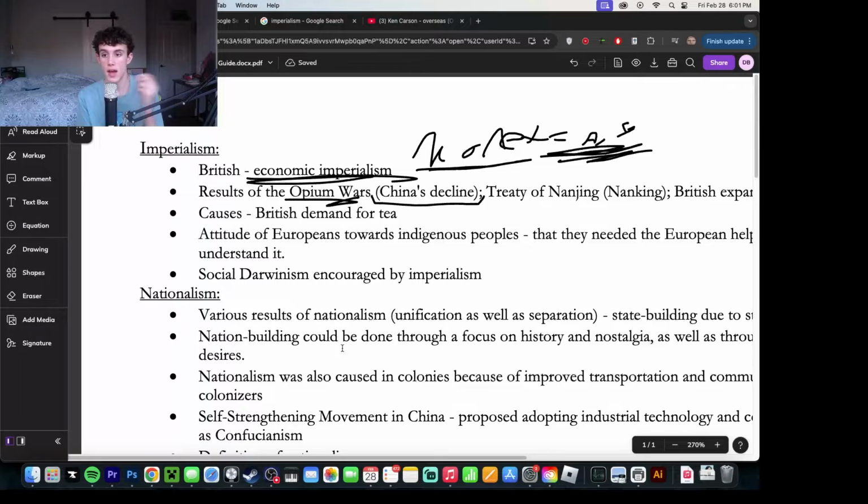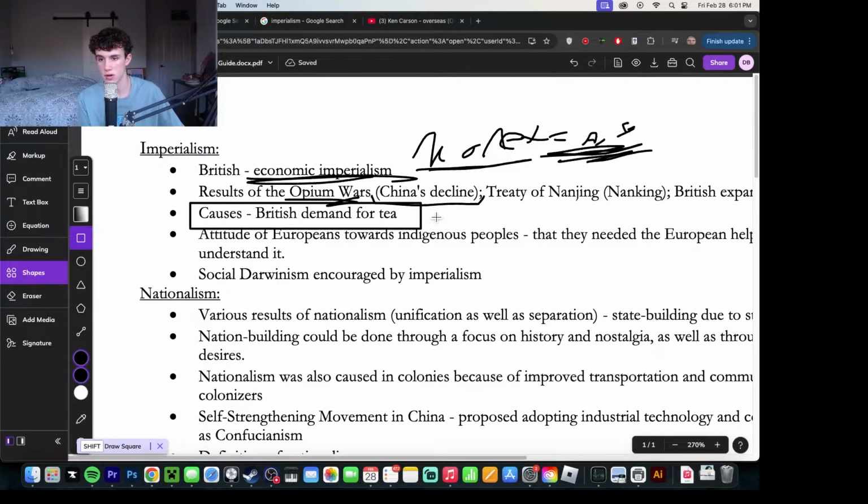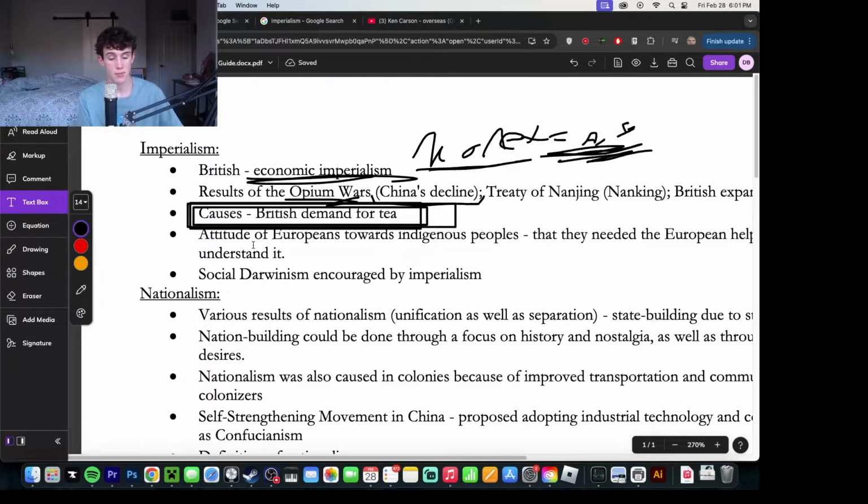As you can see here, the causes: the British had a high demand for tea, and you know who had tea? China had tea, and British people love tea, so you've got to give them their tea. So China did have that tea for them.